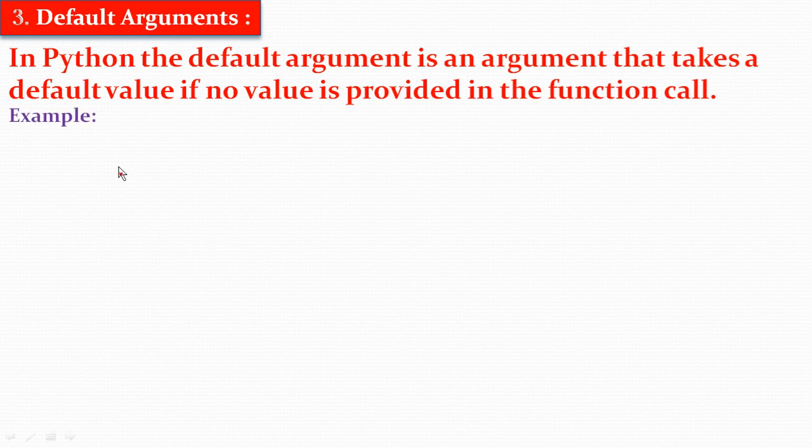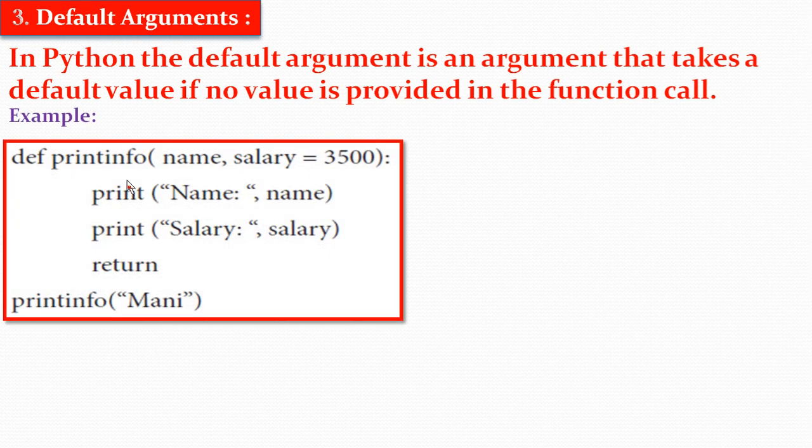For example, here you see this example. This is the function defining statement. In the function defining statement there are 2 arguments. One is name, another one is salary. Here salary equal to 3500 means the salary has the default value 3500. So here salary is the default argument.